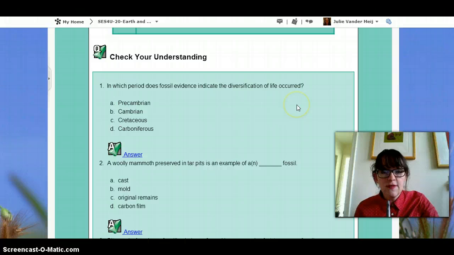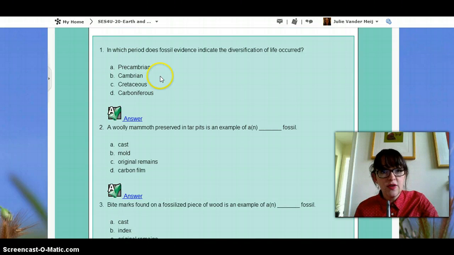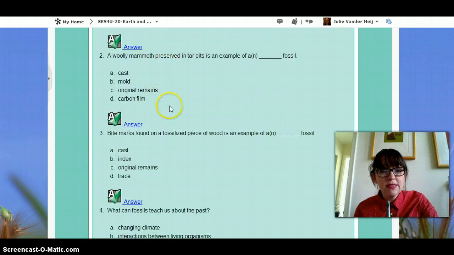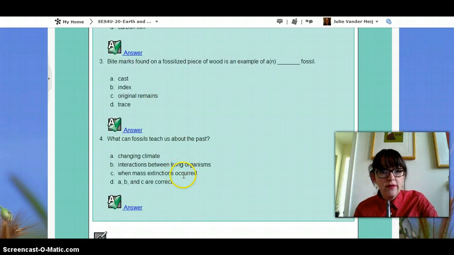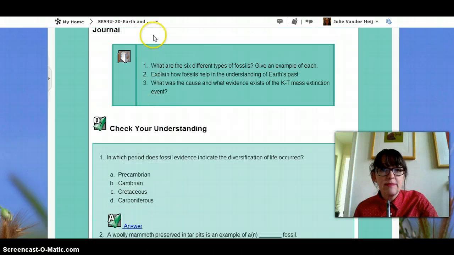Make sure as you study for the test to go through these check your understanding questions that are at the end of each section. And these ones are good because they ask you to look at what fossil life tells us, what types of fossils are, and what fossils teach us about the past.